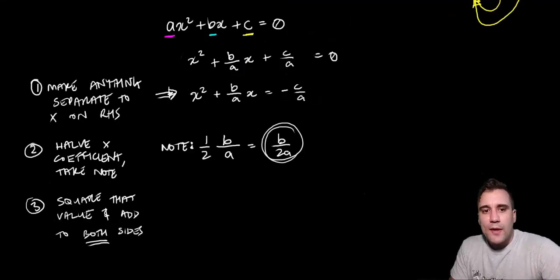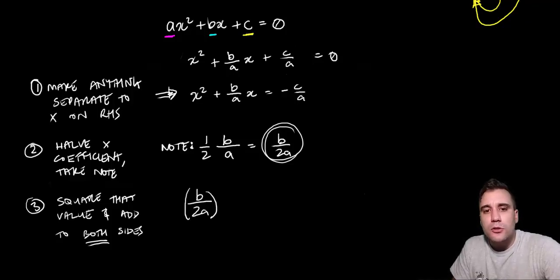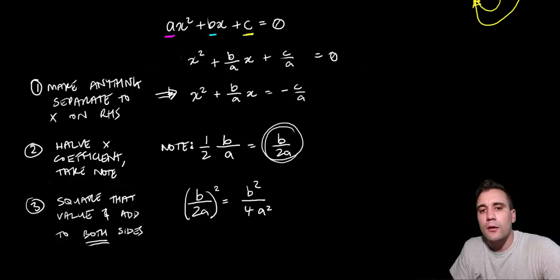Next step is to square that value that we just got and noted down and add it to both sides. So what would (b/2a)^2 look like? Well, (b/2a)^2 is equal to b squared on 2 squared, which is 4, times a squared. We're just squaring all the terms. Cool, b squared on 4a squared.